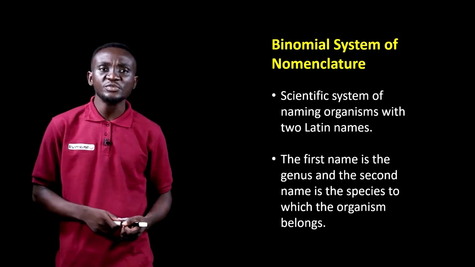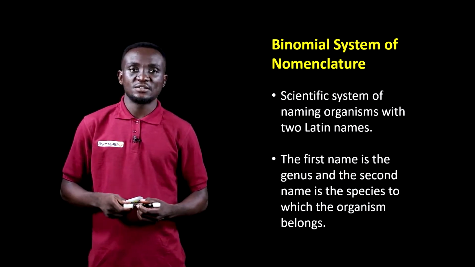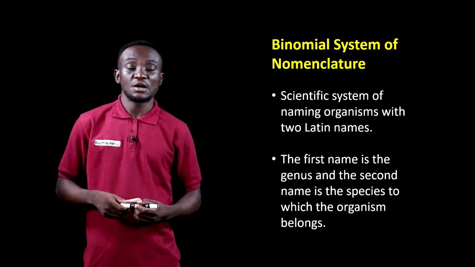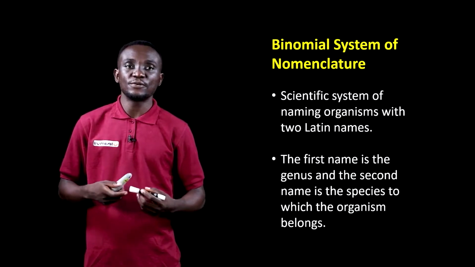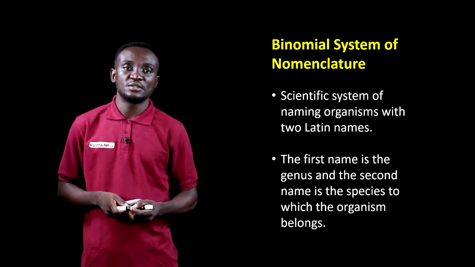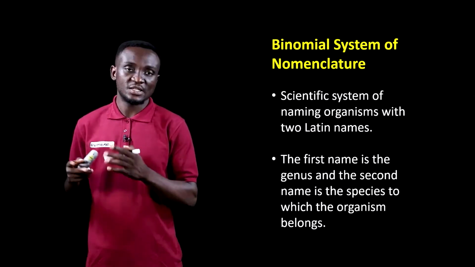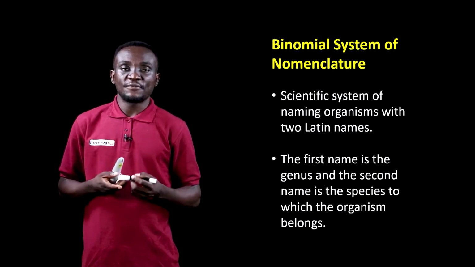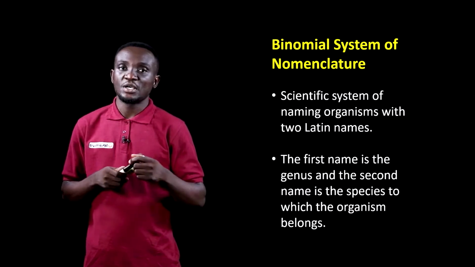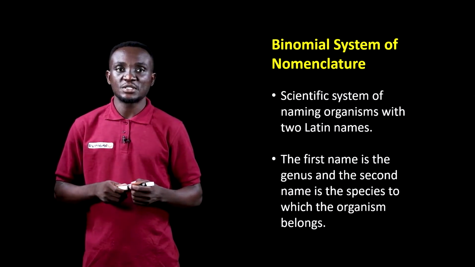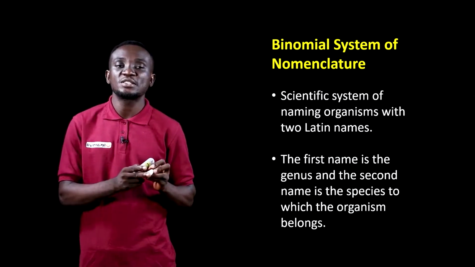Now, the binomial system of nomenclature, as proposed by Carolus Linnaeus, has some guidelines that need to be followed in writing the names of organisms under this system. First off, it's a scientific system of naming organisms with two Latin names. The first name is the genus name, and the second name is the species name to which the organism belongs.